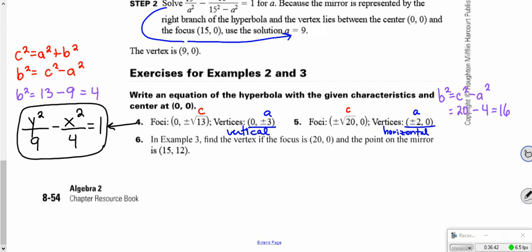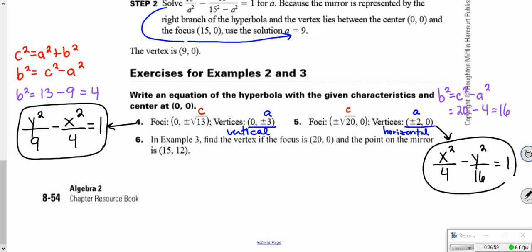So my equation, again, it's horizontal, so I have to start with x squared. x squared over 4 minus y squared over 16 equals 1. I hope that's helpful. And again, I'm skipping number 6 simply because it's a crap ton of work.